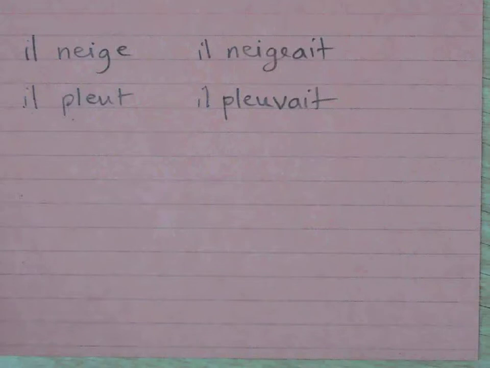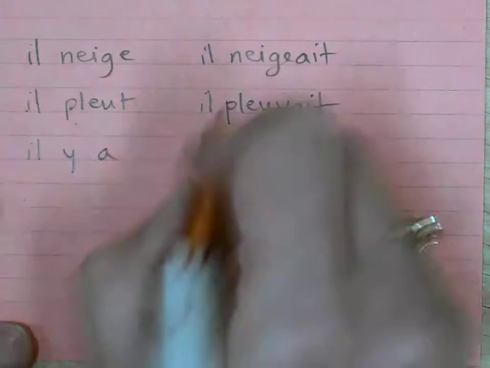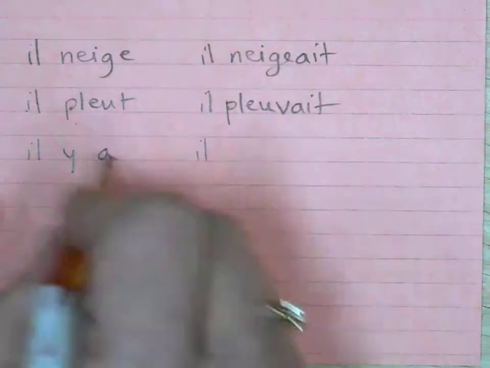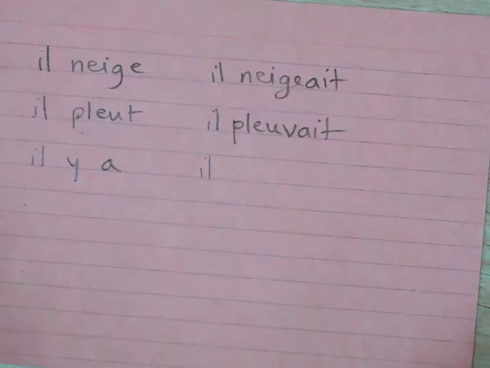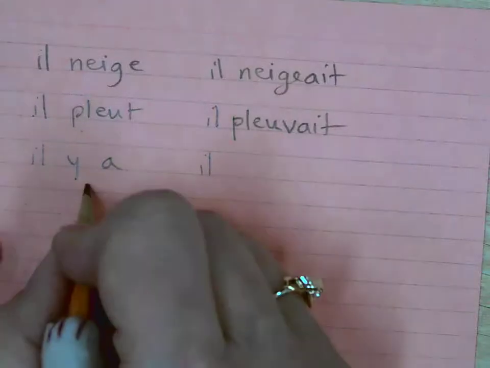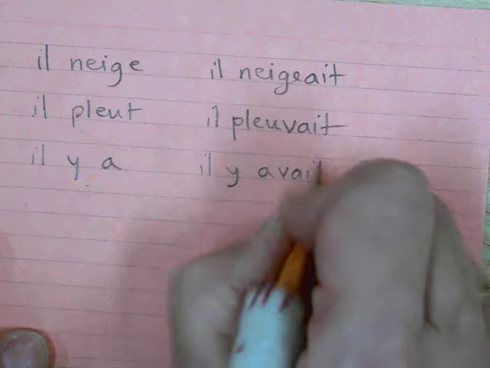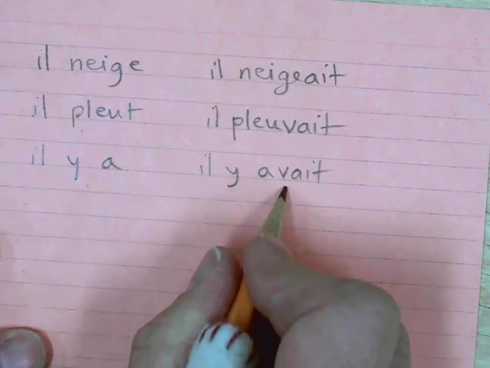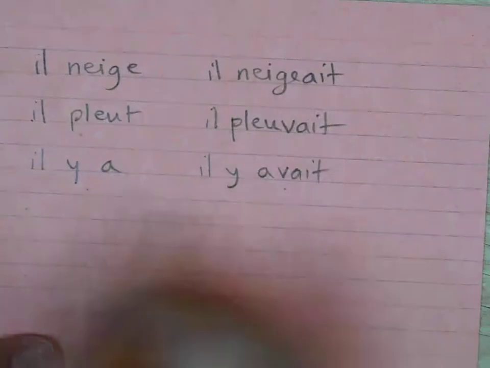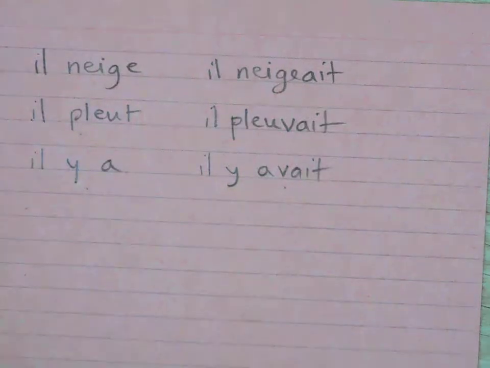And there's one more, which is il y a. The imparfait of il y a is il y avait. Remember, this is an expression meaning there is or there are, like il y a des étudiants dans la classe. Well, if you want to say there were students in the class, it'd be il y avait. This is avoir, and it does change to the normal imparfait form of avoir, but this is an expression that doesn't have a new form to go with it.